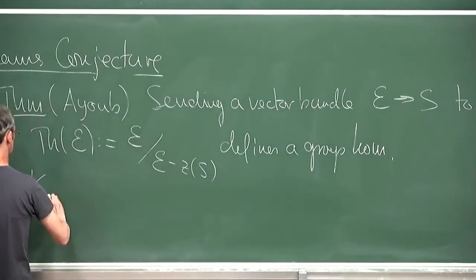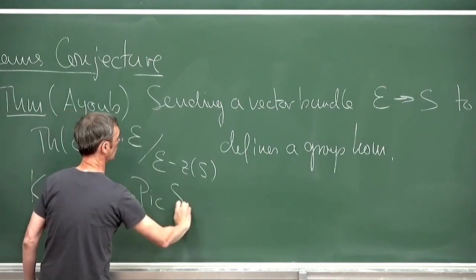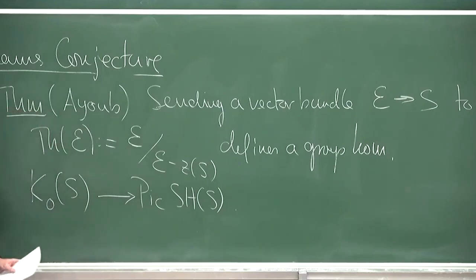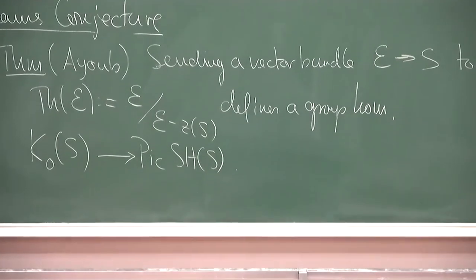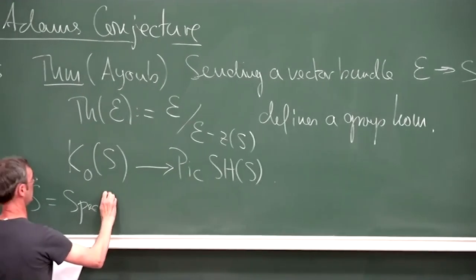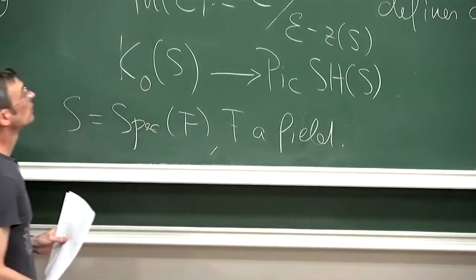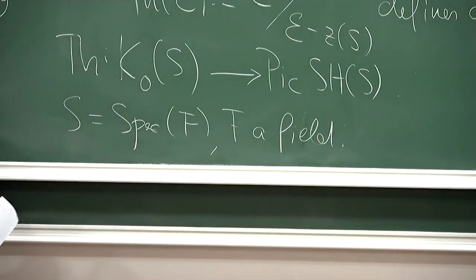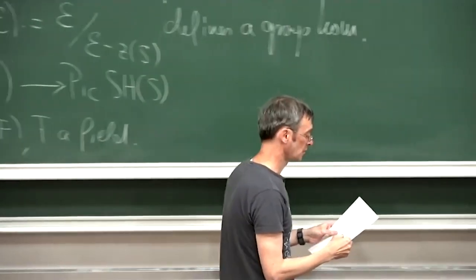It starts at the zeroth K group of this scheme S, and it lands in the Picard group of the stable homotopy category of S, as defined by Morel and Voevodsky. And there is one situation which is easy to understand, and maybe also a bit boring. So if you take S to be the spectrum of a field, then this group homomorphism, let me also denote it TH for Thom, is injective, but in general it is not. So this can be checked rather explicitly.